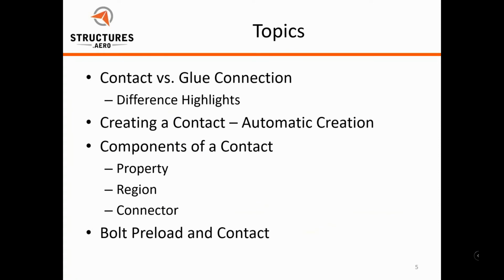Okay, so I will go ahead and get started. This is going to be kind of a high-level basic discussion of contacts. So we're going to take a basic look at setting this up. First thing, I hear a lot of people call it glued contact and linear contact, so we're going to take a look at a couple of the differences there just briefly. We're going to go through an automatic creation of a contact pair, and we'll talk about some of the parameters in the contact property, the regions, and the connectors as well. And then I'm going to do a brief example of setting up bolt preload with contact. It's important to note that contact is needed for the use of bolt preload.